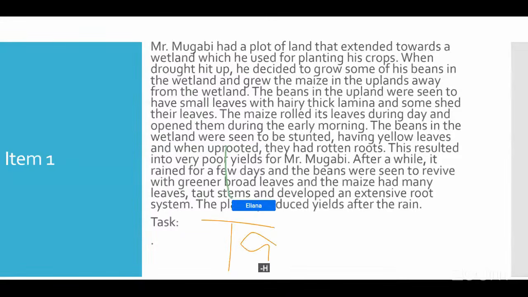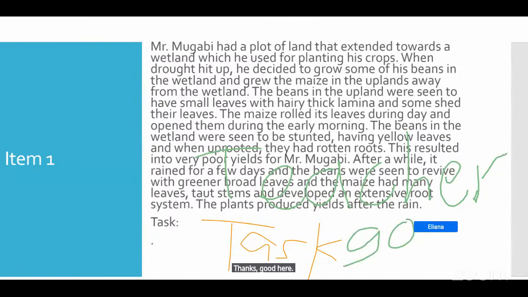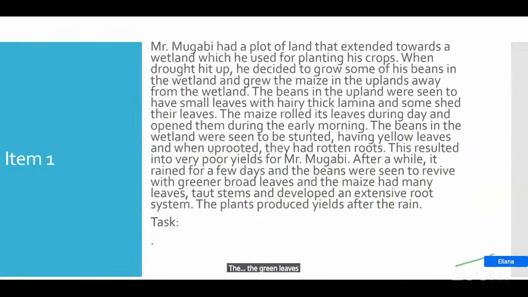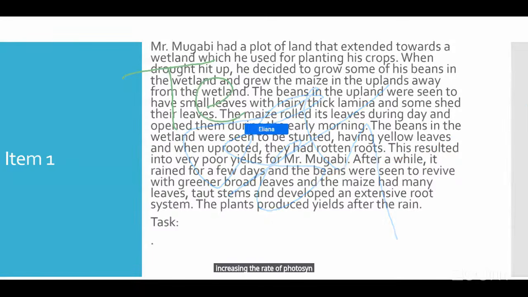Okay, I'll pick one person here. Let me see. Scott. The green broad leaves increase the surface area of the lamina, which increases the surface area for trapping sunlight by chlorophyll, increasing the rate of photosynthesis, thus proper yields.